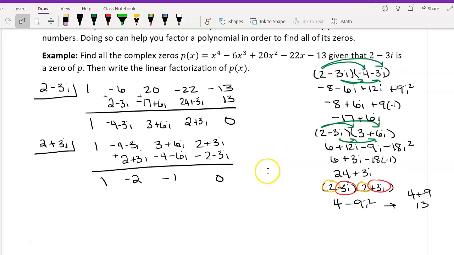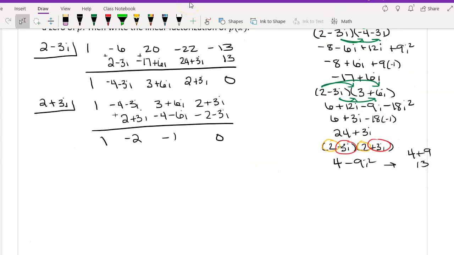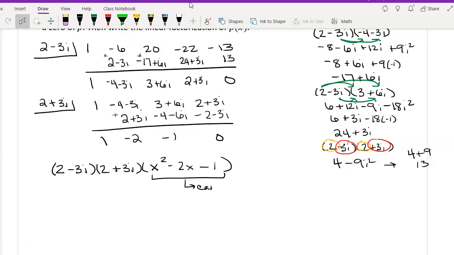So now, of my factored forms, I have 2 minus 3i, 2 plus 3i, and x squared minus 2x minus 1. All right, here's the thing. Can this be factored? It cannot be factored. So we're going to use the quadratic formula.